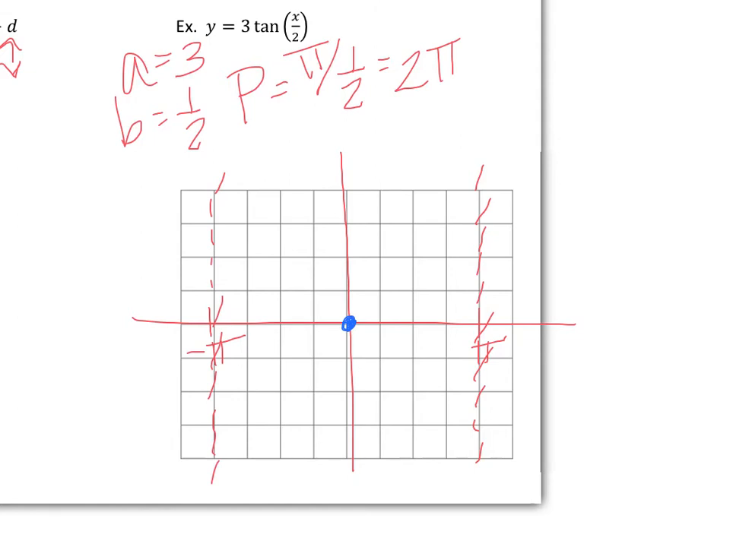Tangent goes down to up, so when I'm halfway on this side, I need to be down at negative 3. This comes from the amplitude. And then halfway on the other side, up at 3. And there's my curve.